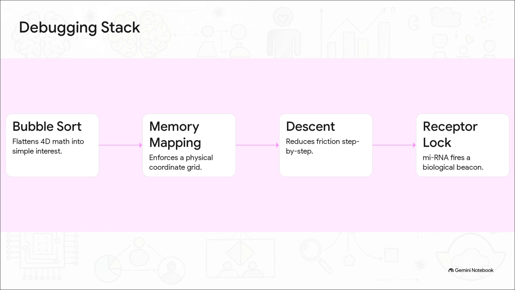We run a bubble sort. We take all that 4D chaos and just flatten it into simple, linear interest. Step 2.